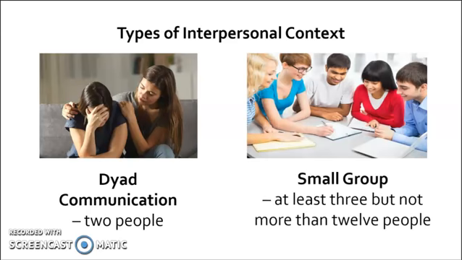As for the small group, it involves at least 3 but not more than 12 people engaging in a face-to-face interaction to achieve a desired goal. All participants can freely share their ideas in a loose and open discussion. For example, you are having a discussion with your group mates on how to finish the assigned task. Now that's for the types of interpersonal context.